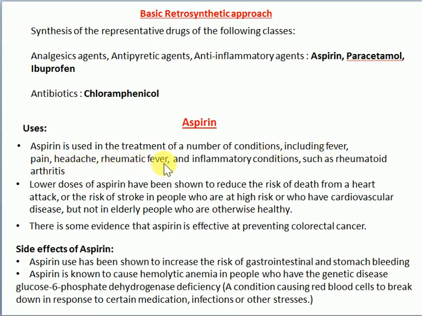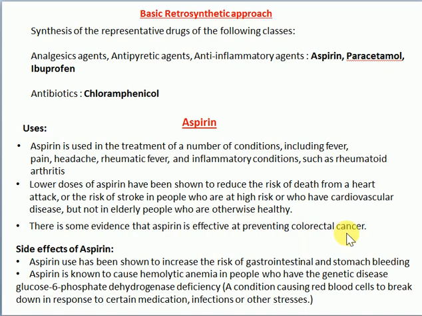rheumatic fever and inflammatory conditions such as rheumatoid arthritis. Lower doses of aspirin have been used to reduce the risk of death from heart attack or the risk of stroke in people who are at risk and who have cardiovascular diseases. Aspirin is given to those patients, particularly in United States. And also, it was found that there is some evidence that aspirin is effective to prevent colorectal cancer.